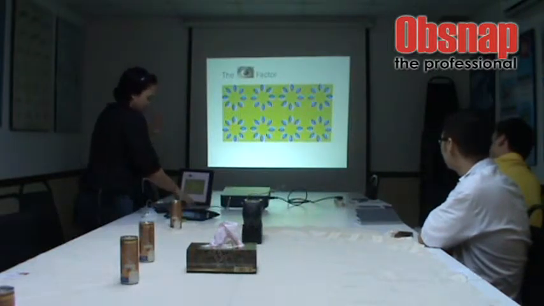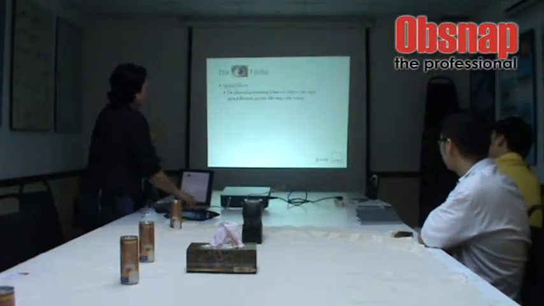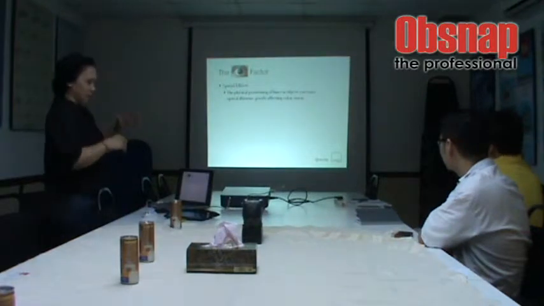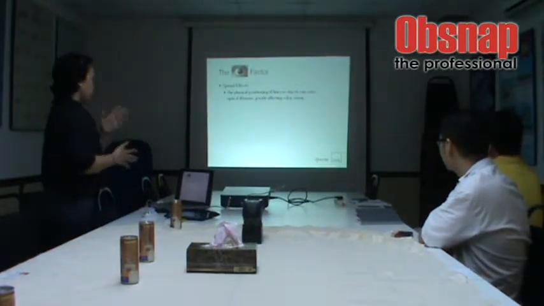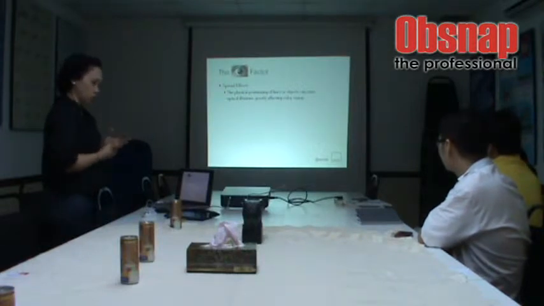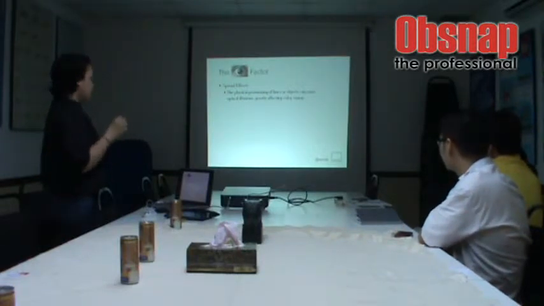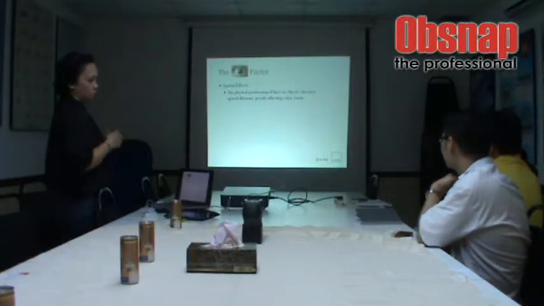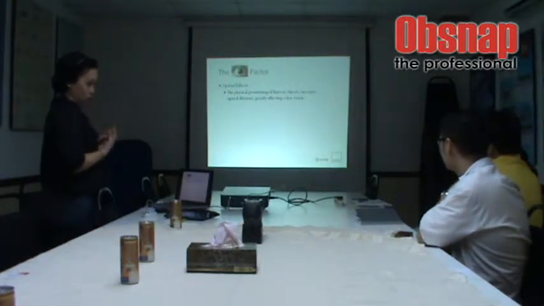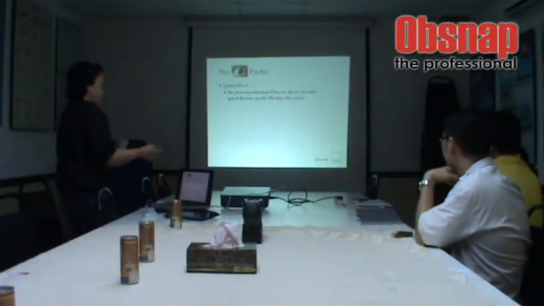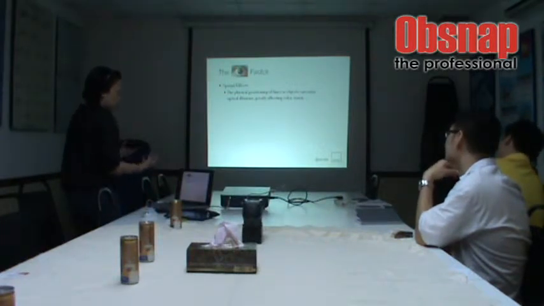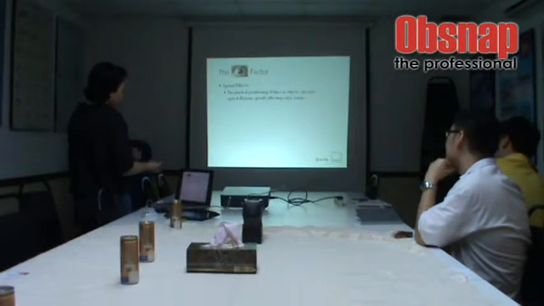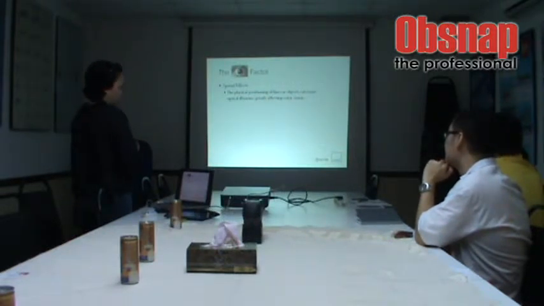This kind of problem is what we call spatial effects. The positioning of lines and objects can cause optical illusions, which greatly affect your color vision. When you do your packaging, sometimes those packaging design people who make your product very good use some kind of optical illusion. So we call it spatial effects.